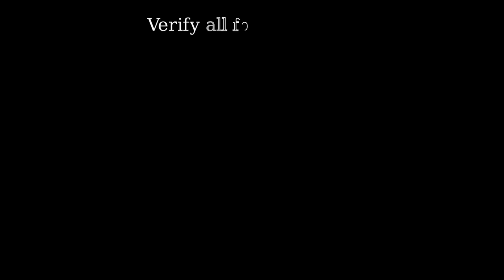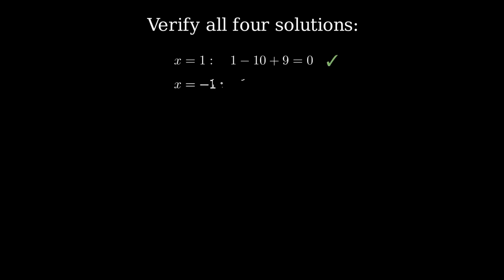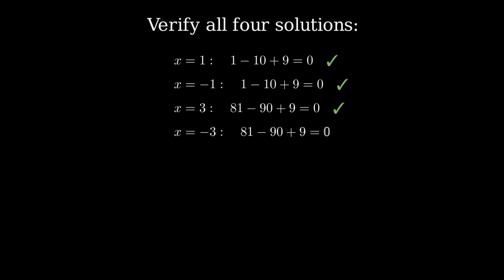Let's check all four. For x equals 1, 1 to the fourth is 1 minus 10 times 1 squared, which is 10, plus 9. 1 minus 10 plus 9 equals 0. Correct. For x equals negative 1, negative 1 to the fourth is still 1, since an even power removes the negative. Same result, 0. Correct. For x equals 3, 3 to the fourth is 81 minus 10 times 9, which is 90, plus 9. 81 minus 90 plus 9 equals 0.